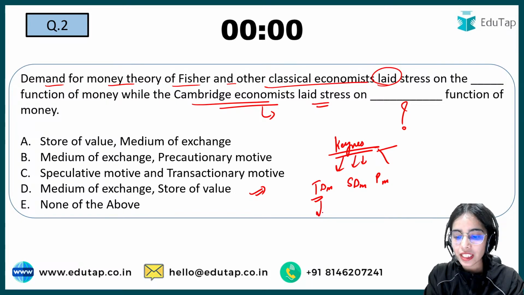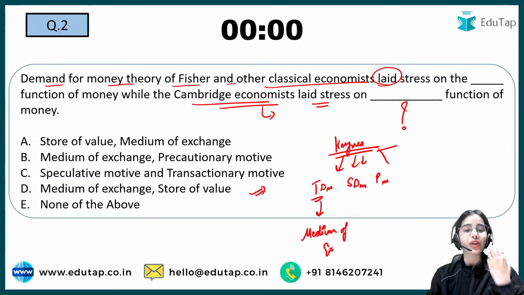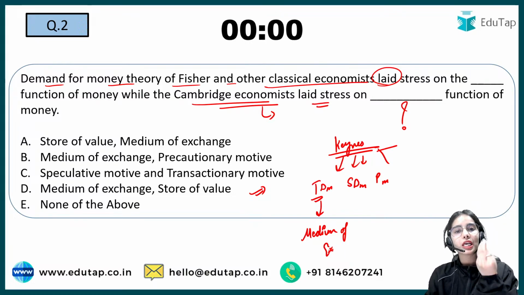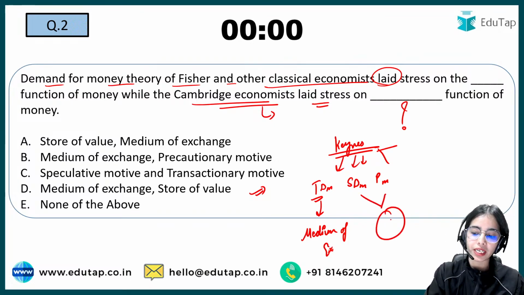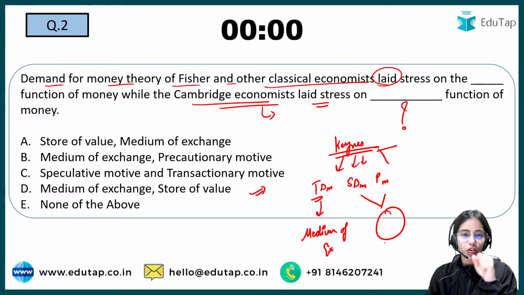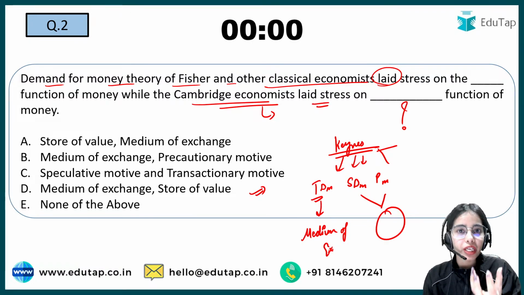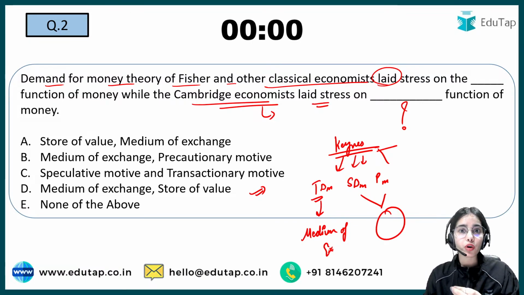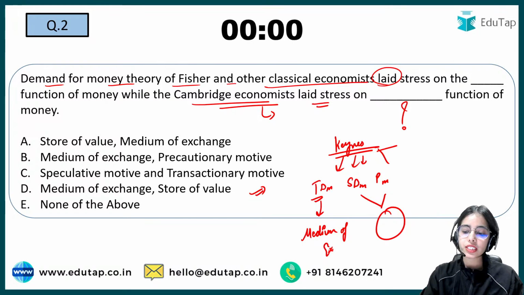Okay, so transactionary demand for money is actually using the money as a medium of exchange. If you want to do transactions with the money, that means you are using that money as a medium of exchange. If you want to keep the money with yourself so that you can invest in the future when the interest rate rises, or you want to keep the money for any kind of precautionary activity, like what if I fall sick, I would require the money, so this is the store of money.